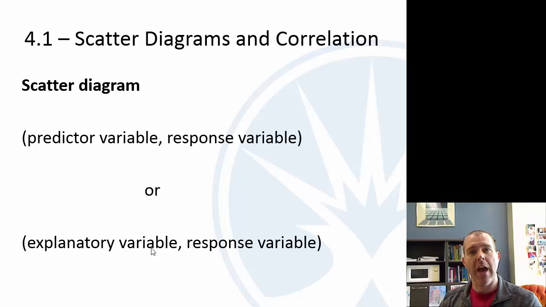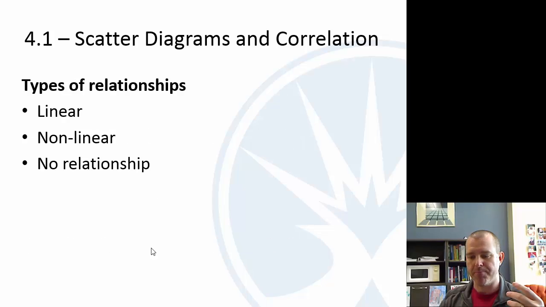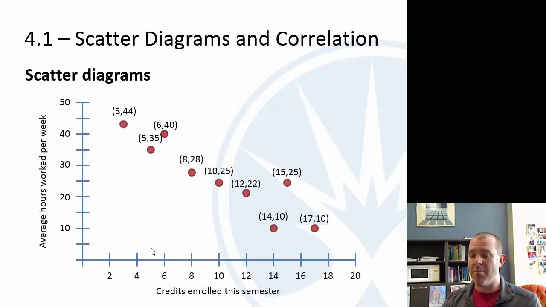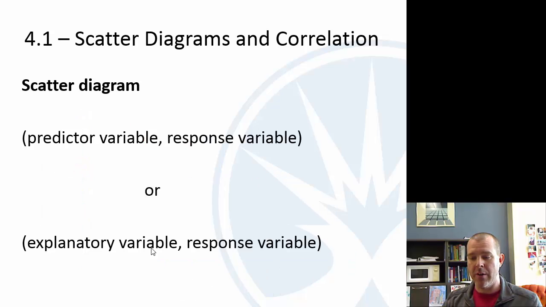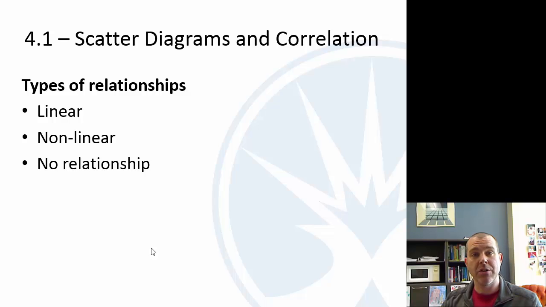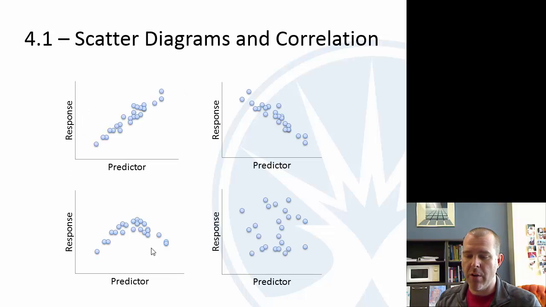So when we talk about a scatter diagram, the horizontal axis is our predictor or explanatory variable, and then our y-axis is the response variable. And there's different types of relationships. This one that I kind of made up, pretty linear, not quite a line, but reasonably linear. But there are nonlinear relationships that might be some type of curve, and then some variables don't have any relationship at all. And so here are a few examples.